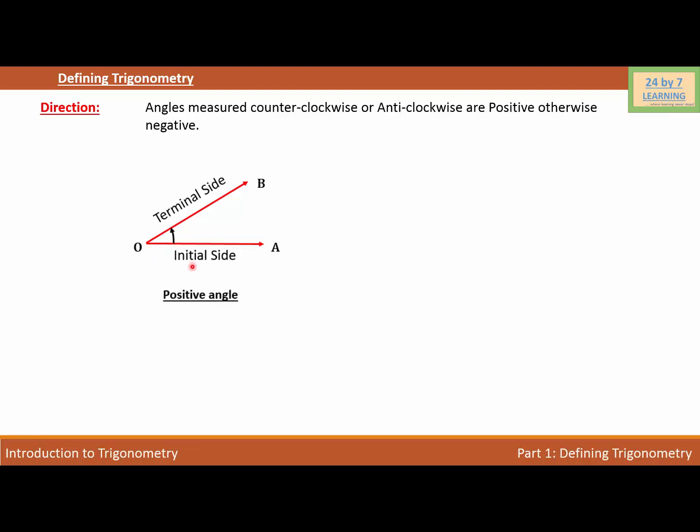Now let's consider another example. This is my point O, and O is the point of intersection of rays OA and OB. Ray OA is called the initial side of the angle, and ray OB is called the terminal side of the angle. If you look closely, we are measuring the angle in the direction of the movement of the clock. This arrow represents the direction of the angle, which is in the direction of the movement of the clock. So this is an example of a negative angle.